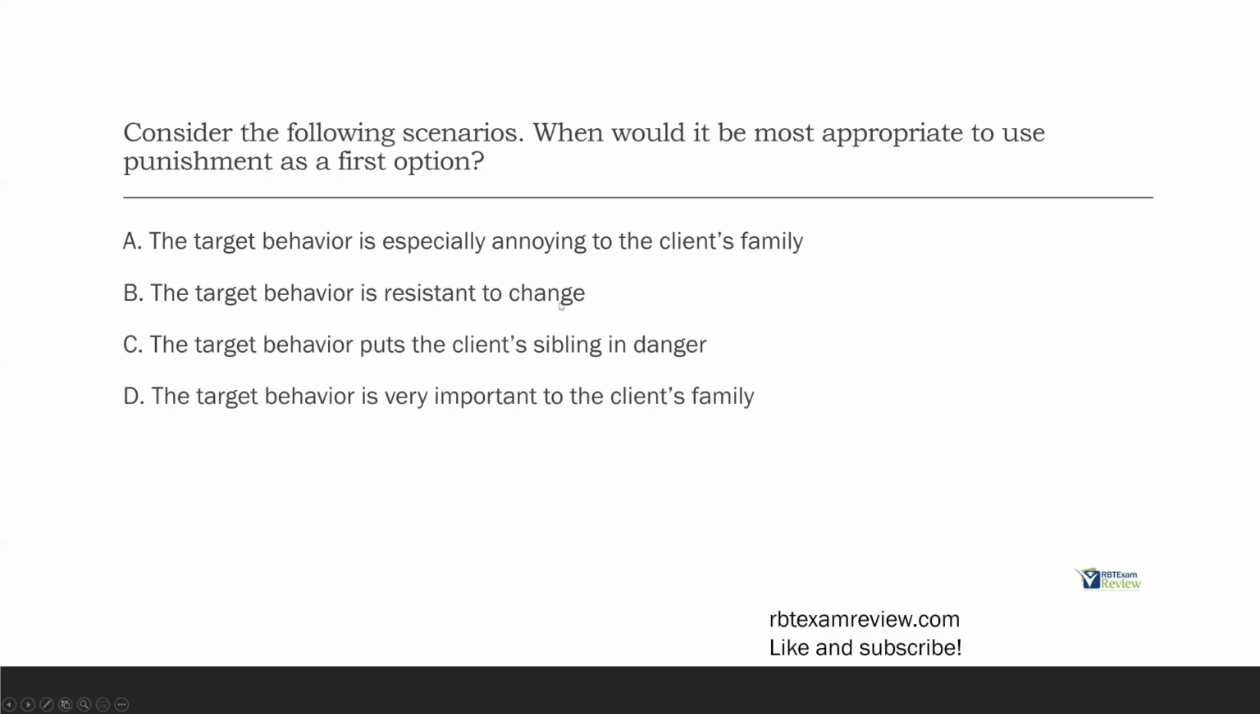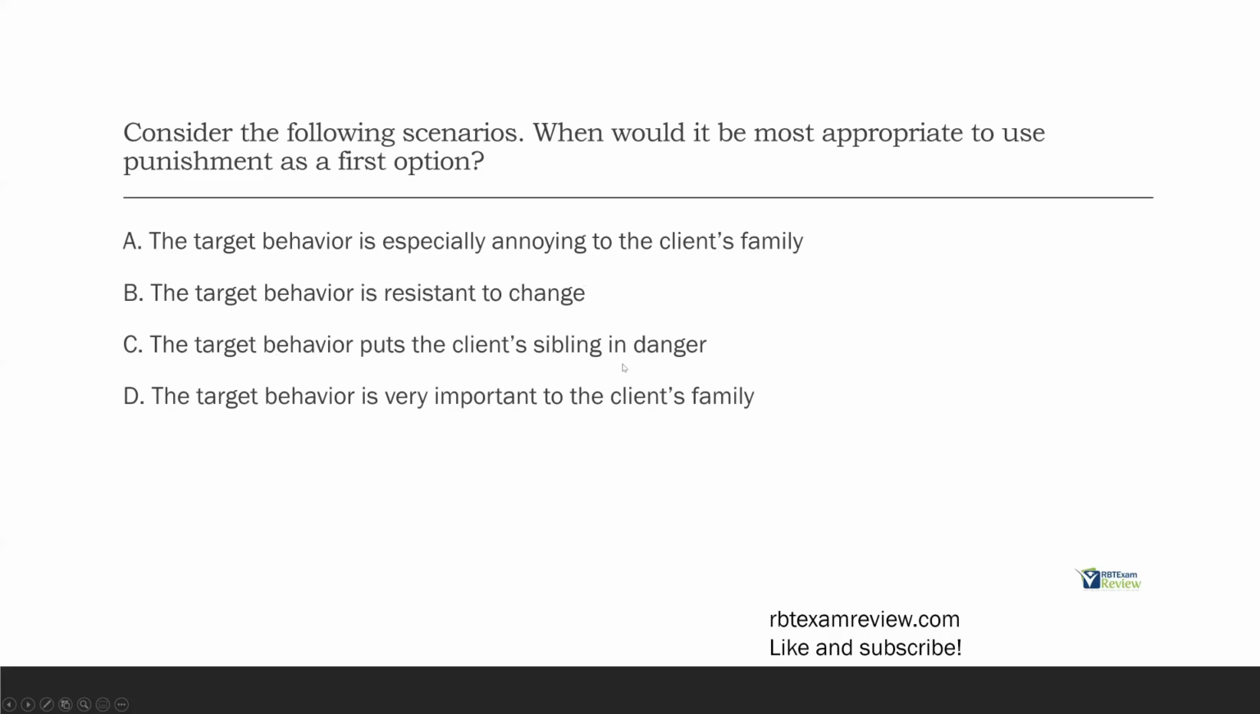B, the target behavior is resistant to change. Well, just because it's resistant to change doesn't mean we've exhausted all other options other than punishment. Maybe we haven't found the right reinforcer. Maybe we haven't found the right differential reinforcement, okay? We can't just jump to punishment because the behavior is slow to change.